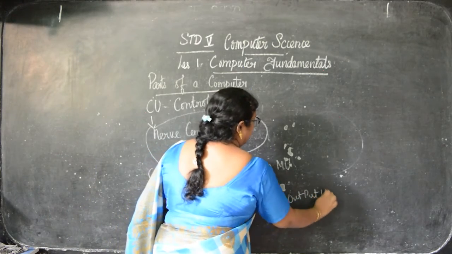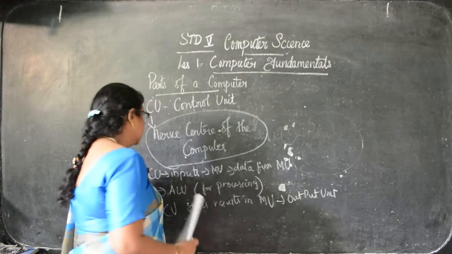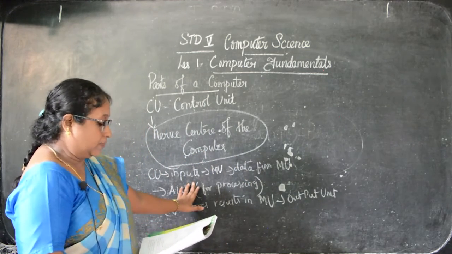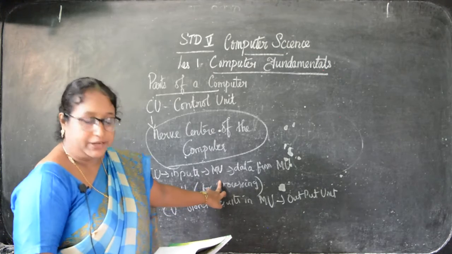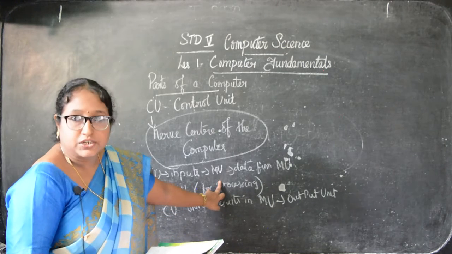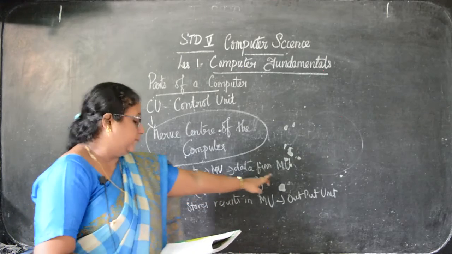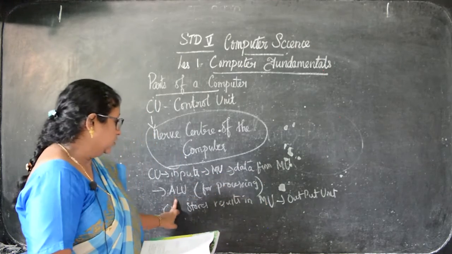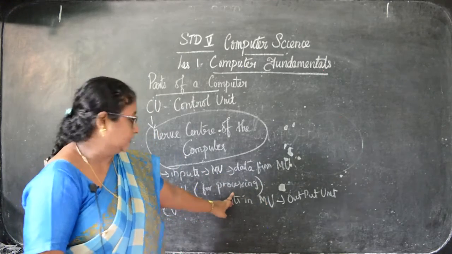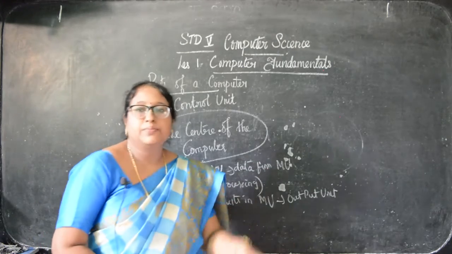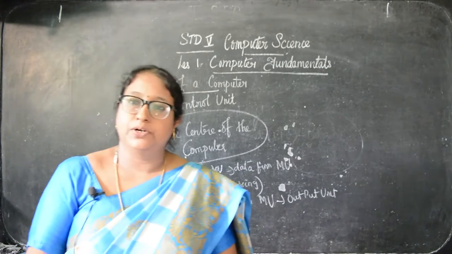Okay, children, do you understand this now? That is, CU directs the inputs to the memory unit, that is MU, and interprets the instructions and transfers the data from the MU to the ALU for what? For processing. And here CU stores the results in the MU. From there it is sent to the output unit.